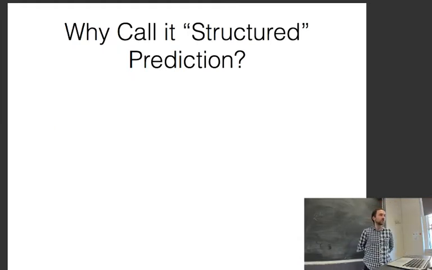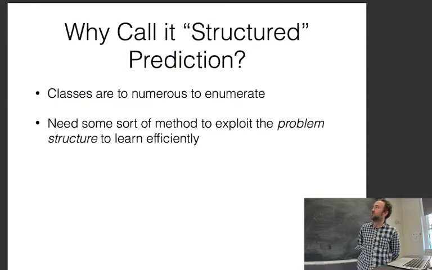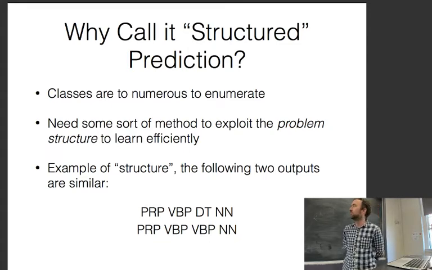So why do we call this structured prediction instead of exponential class prediction or infinite class prediction or something like that? Basically the reason is that classes are too numerous to enumerate, and we need some sort of method to exploit the problem structure to learn effectively. And here structure doesn't mean parse tree structure or linguistic structure. It just means that there's some similarity between the things that we can exploit. For example, if we have two part of speech strings, the top one and the bottom one are basically very similar. We can define the similarity between these two in some way that allows us to do classification or learning in a better way.